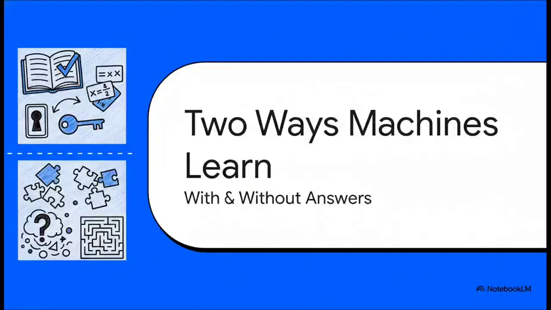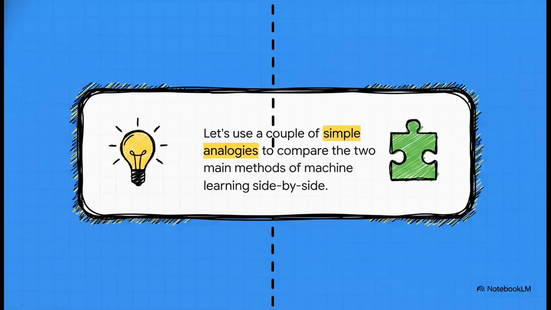Okay, so what's really cool is that machines can learn in a couple of different ways. The easiest way to think about it is like this. It's the difference between studying for a test when you have the answer key versus trying to figure out a brand new puzzle with no instructions at all. To really get the difference, we're going to use two super simple, everyday examples.